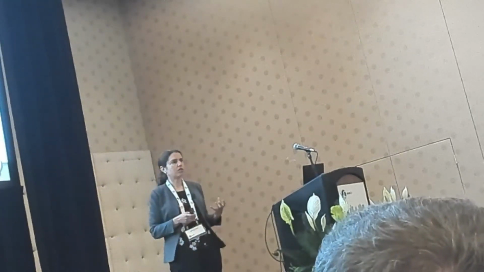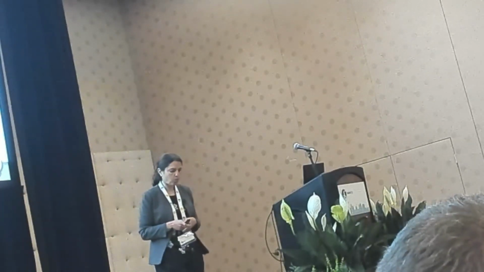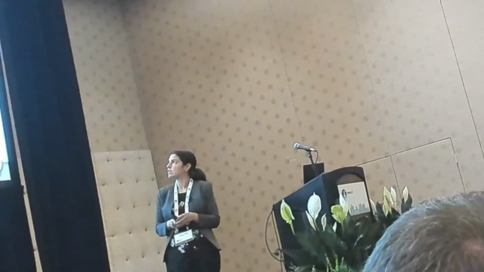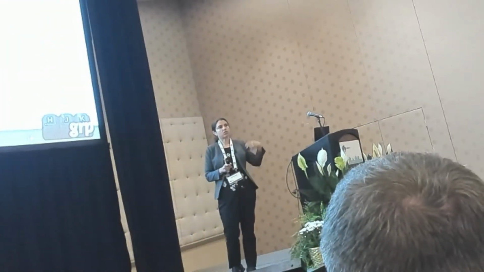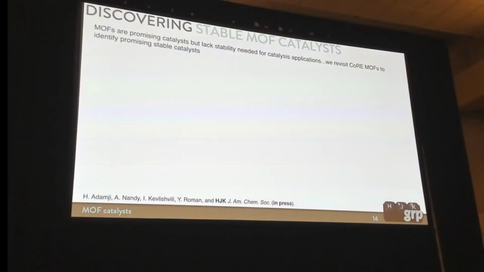In catalysis, most of these technologies are not stable. And so now that we have models that predict and help us understand what is stable, we wanted to look at whether we can use that to guide screening for what would be promising catalysts. MOFs have been widely studied by chemists and have been shown to do single turnovers, but one of the key issues is the lack of stability needed for catalysis.